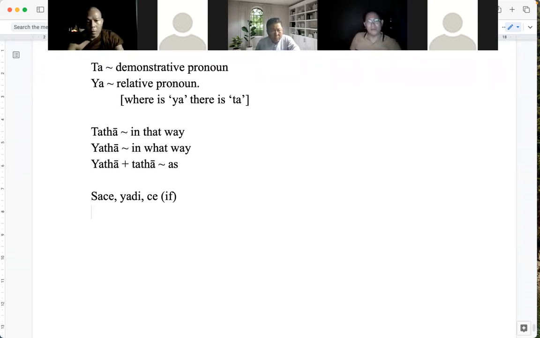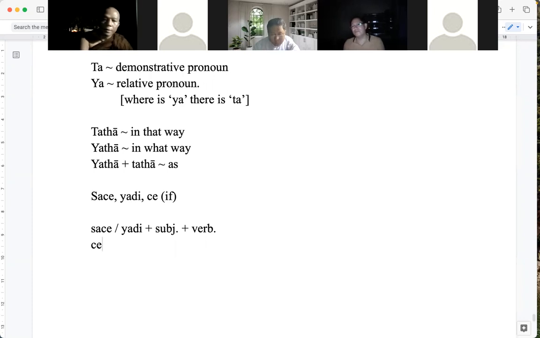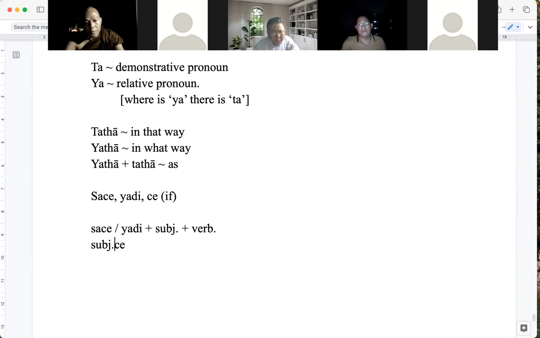So saji or yadi, after that will be a subject and then the verb, in this way. But if we use ce, okay, ce never takes place at the beginning of a sentence. So commonly there may be one word or a subject, for example, and after that the ce, and after that the verb, but the same meaning.